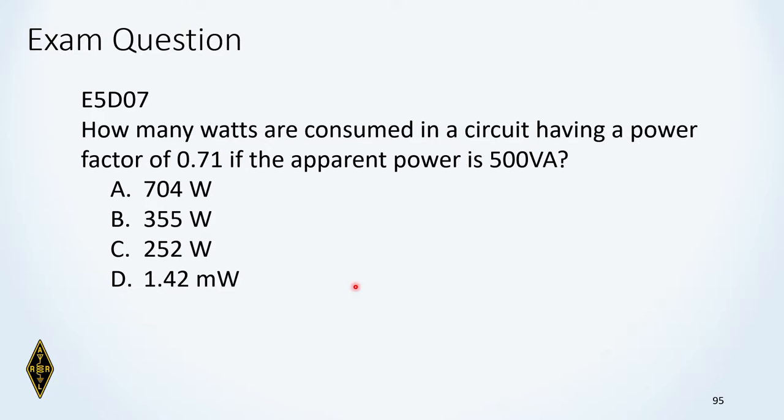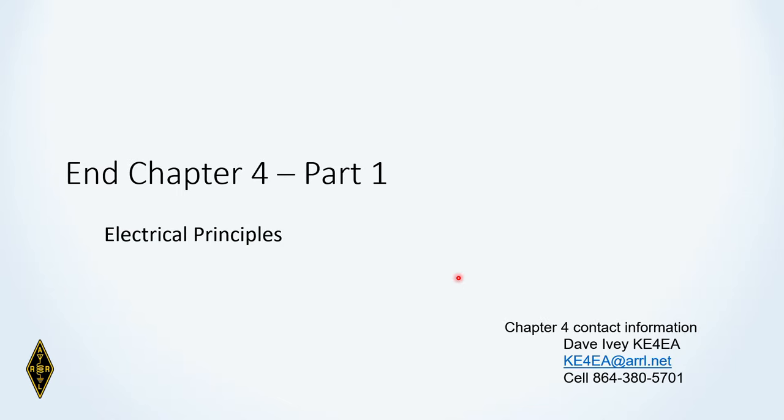Here's another one. Man, there's a lot of these. How many watts are consumed in a circuit having a power factor of 0.71 if the apparent power is 500 VA? Oh, they're making us work this one backwards a little bit. Bravo. They're giving us the 500 VA, so I guess it's not really backwards. 500 times 0.71. Correct.